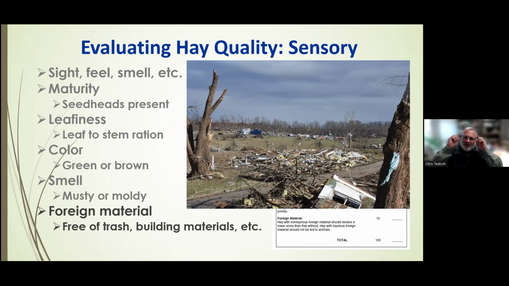And in 2021, our research station was hit by a tornado. That's our main building in the background. And it gave me a whole new appreciation for foreign material. I spent the whole winter leading a crew, walking through hay fields and pastures and row crop fields, picking up pieces of building debris. So being free of foreign material is really important for high quality hay.